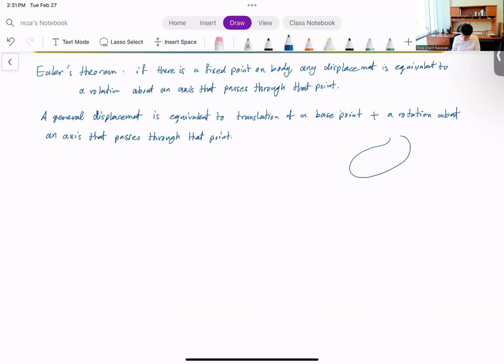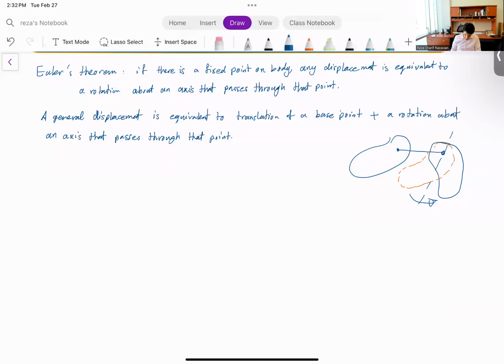So if I have a body that rotates and becomes like that, these are similar bodies but rotated. You can think of a base point that translates to another point. So your body would look like this before rotation, and then a rotation about some axis that passes through that point. So you can always do this.